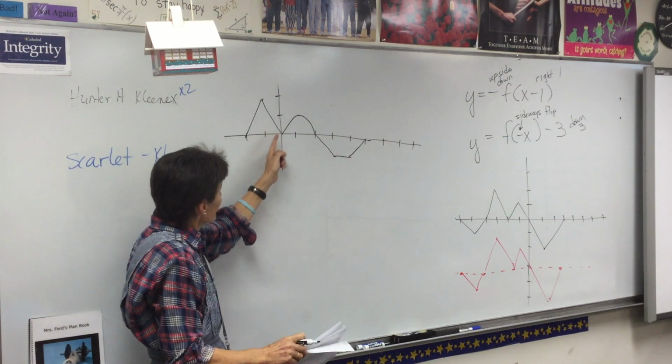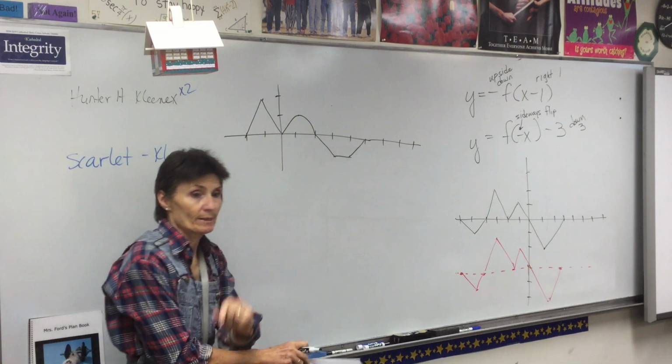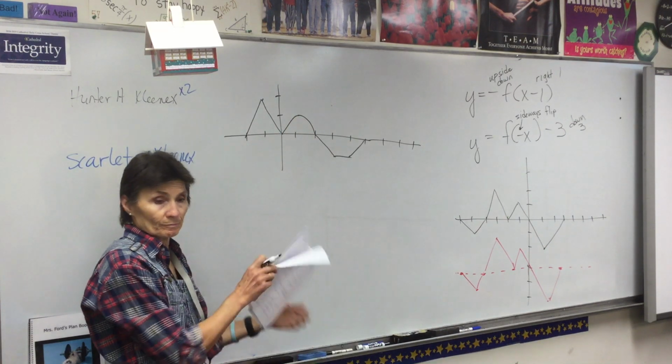So now we've got a triangle, a semicircle, and a trapezoid. That's our shape.